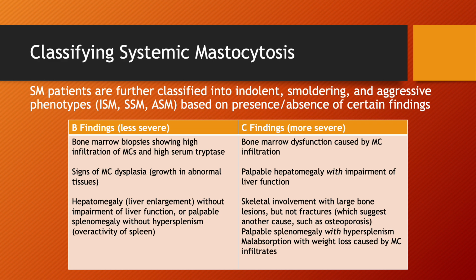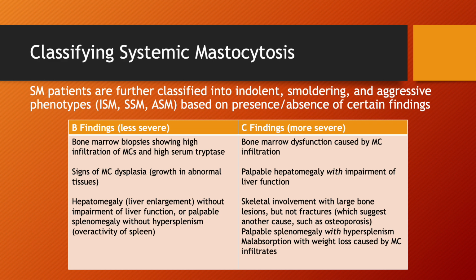So let's say you've diagnosed someone and you know for sure that they have systemic mastocytosis. Well, now it gets a little bit more complicated. We can classify those patients into indolent, smoldering, and aggressive phenotypes, or ISM, SSM, and ASM. And the way that you do that is you count how many B findings they have and how many C findings they have. These B findings are sort of the less severe ones, and the C findings are the more severe ones. So let's go over these.